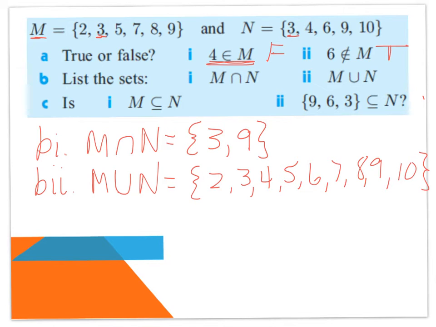Then it says, is M a subset of N? So is everything that's in M also in N? Is M inside N? No, because 2 here isn't over here. So that would be no. Then it says, is {9, 6, 3} a subset of N? So what we want to know is, are 9, 6, and 3 all inside N? Well, there's the 9, there's the 6, and there's the 3. So the answer is yes.